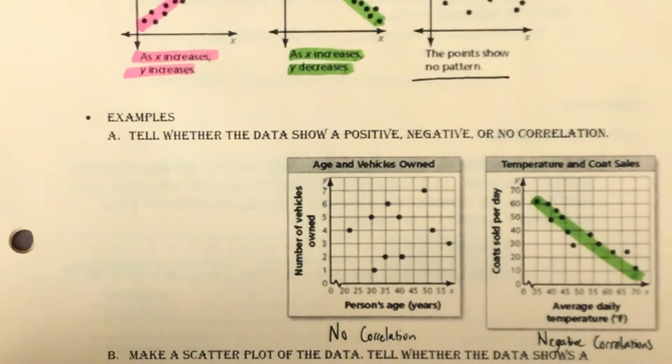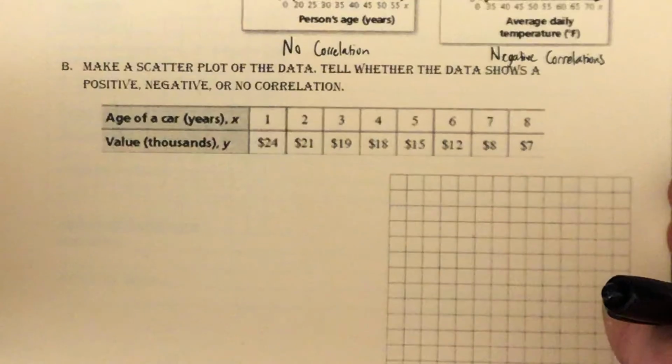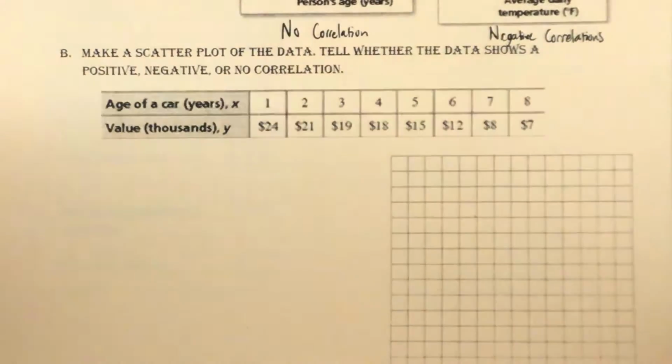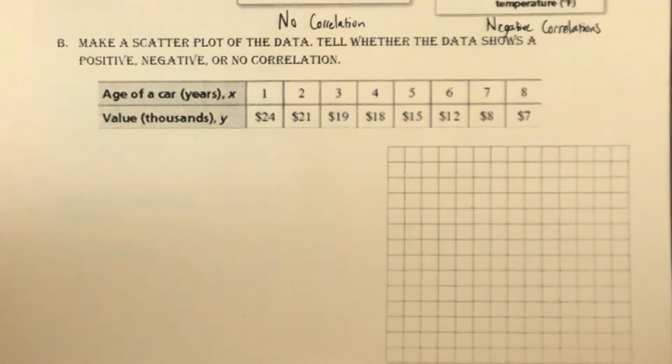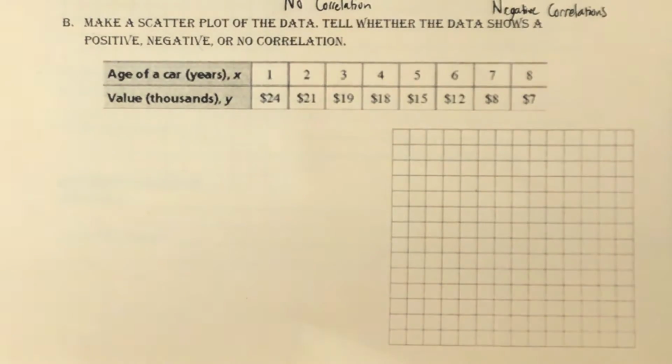All right, now example B, if you move your paper up, we've got a little bit more going on with this one. They've asked us to make a scatter plot from this table they've given us. So we're going to have to graph this data. Then after we've done that, they want us to tell whether that data shows a positive, negative, or no correlation. So we've got to put the two pieces of information from lesson 16 and 17 together, right?